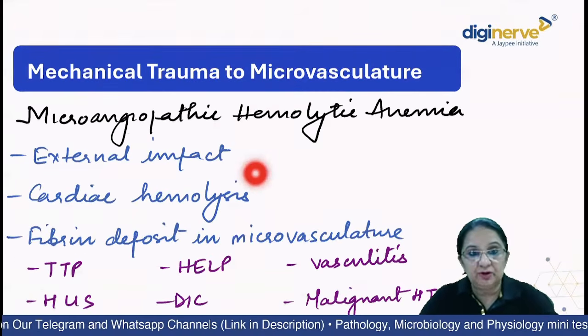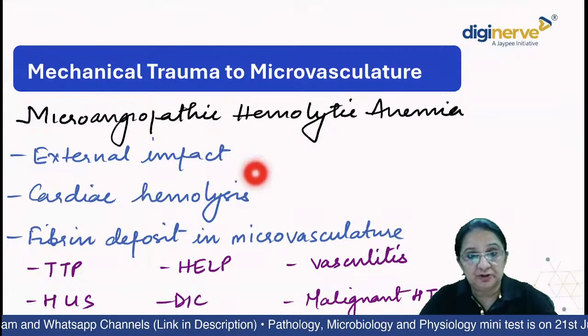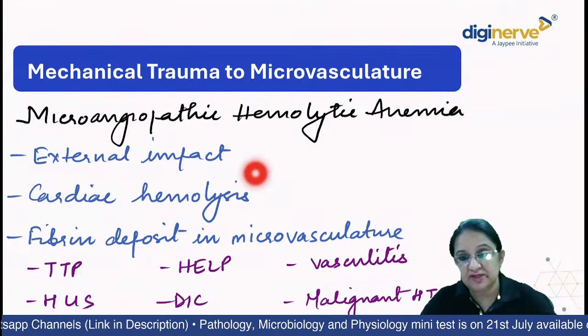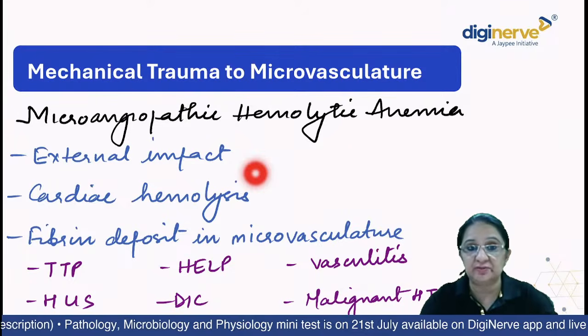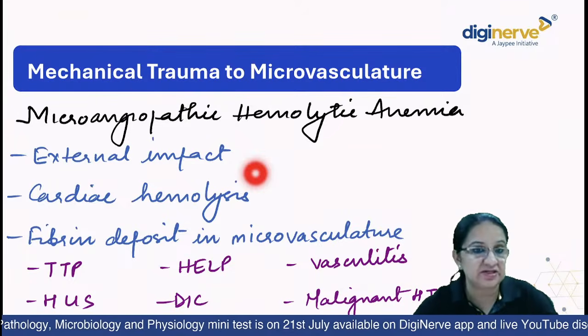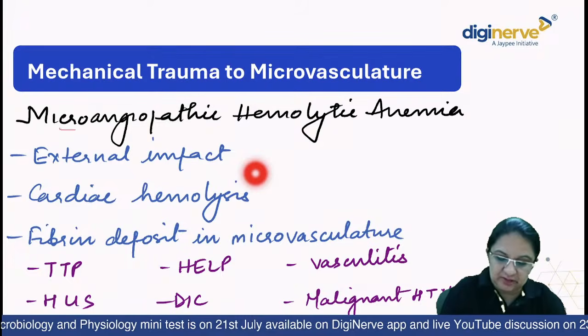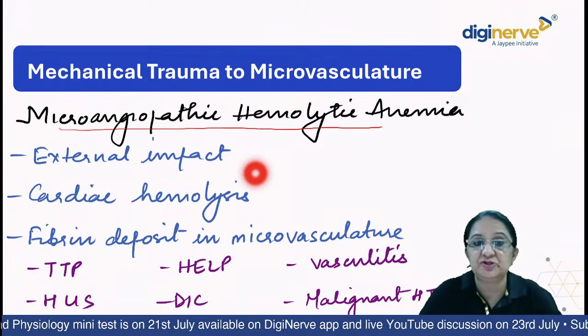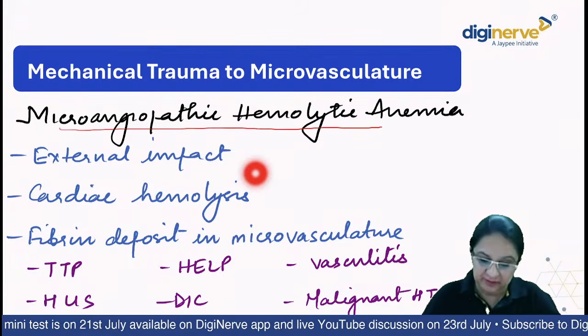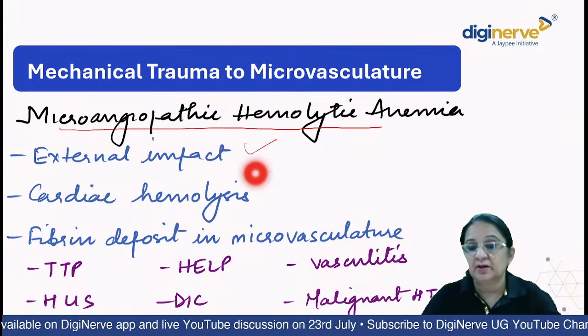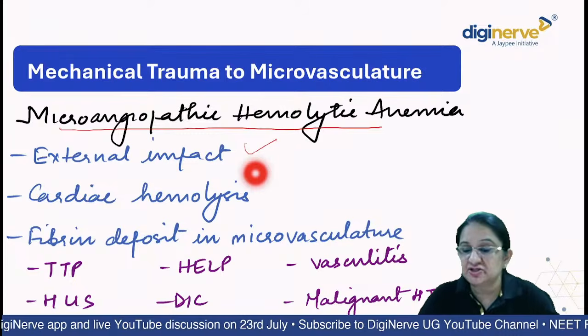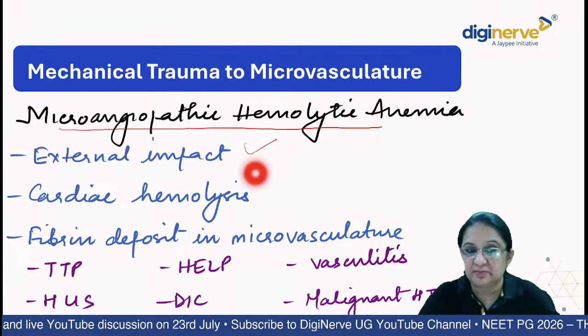Then one more cause, mechanical trauma to the microvasculature. Some external factor is causing trauma to the microvasculature. What is the term we use? What type of anemia? Microangiopathic hemolytic anemia. It could be due to an external impact. Remember the march hemoglobinuria, anemia found in joggers and marchers.